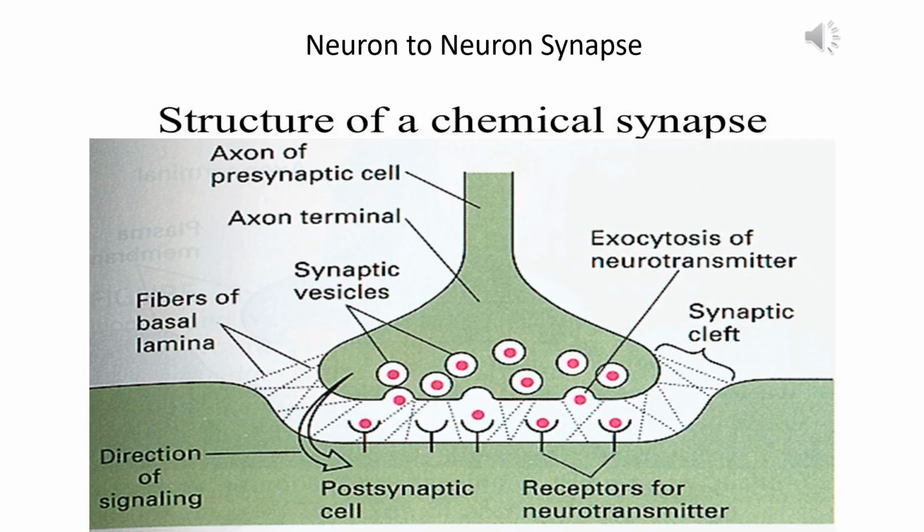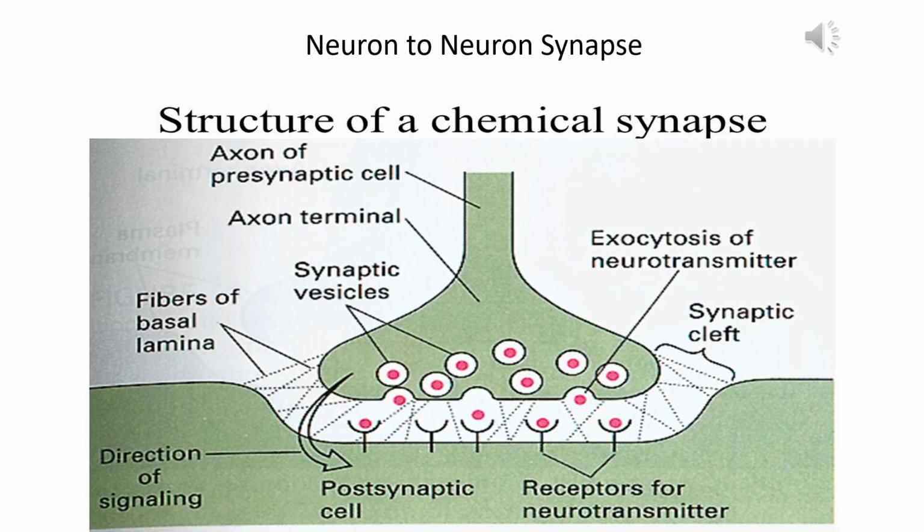So we have a wave of depolarization, an action potential, arriving at the synaptic knob. When that happens, calcium fluxes into the synaptic knob, resulting in the release of the neurotransmitter into the synaptic cleft. When the neurotransmitter is in the synaptic cleft, it can bind to the receptors on the next neuron. The next neuron is called the postsynaptic neuron, and it has receptors for certain neurotransmitters.